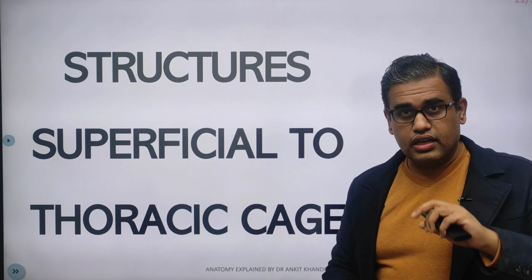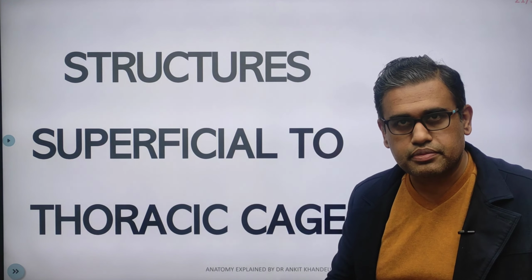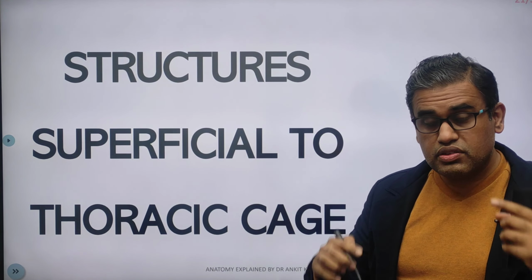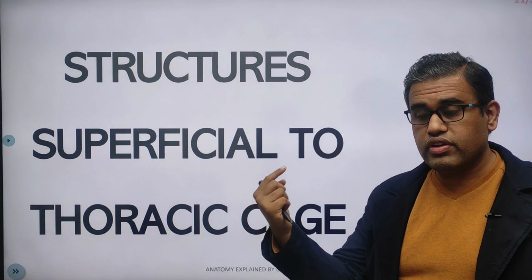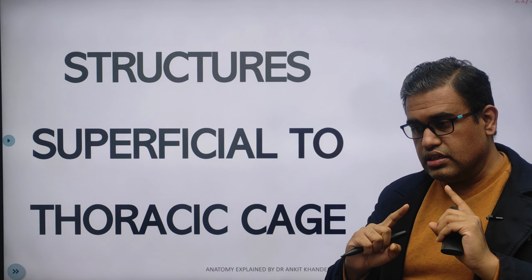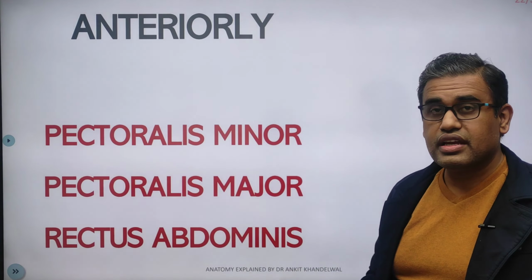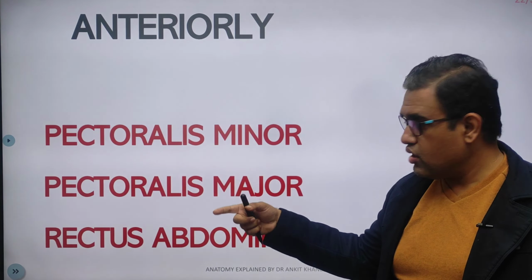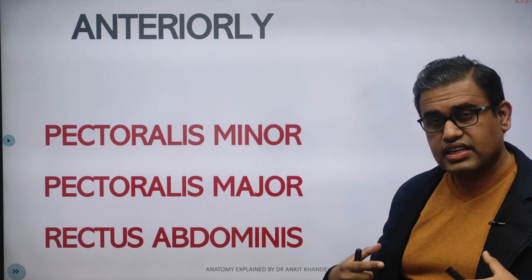Now another topic over here related to the thoracic cage. What are the structures that are lying superficial to the thoracic cage which are not a part of thorax? But there are a few muscles which are surrounding the thoracic cage outside. We are not going inside. We are not talking of the intercostal muscles. We are talking of the structures which are covering up the thoracic cage. Let us see what are the things which are covering it anteriorly. There are few muscles like pectoralis minor, pectoralis major, and also the rectus abdominis, the abdominal wall muscle. They are covering the thoracic cage from anterior.